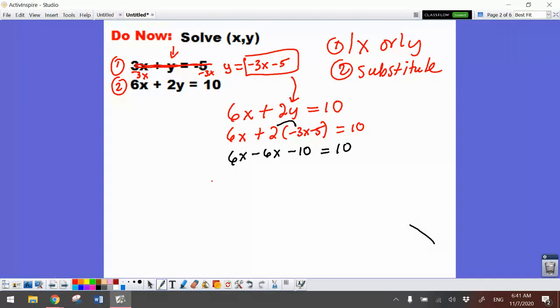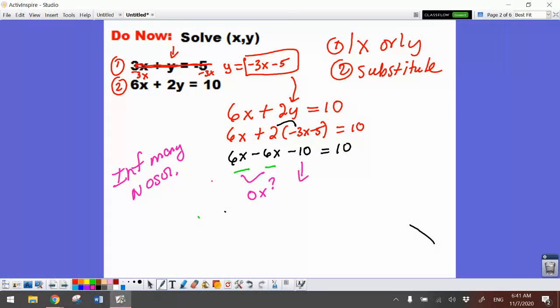Okay, so I'm starting to see something a little interesting here. If I take 6x minus 6x, doesn't that give me a 0x? I'm thinking we might have one of these special solutions. We might have an infinitely many, or we might have a no solution. Because remember, anytime I come up with a 0x or a 0y, that triggers one of those special equations.